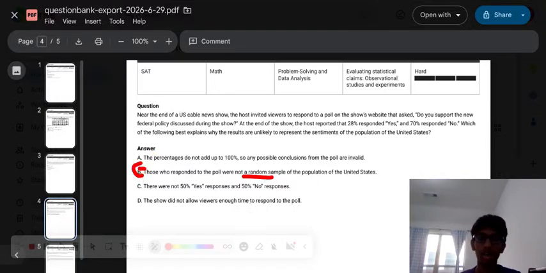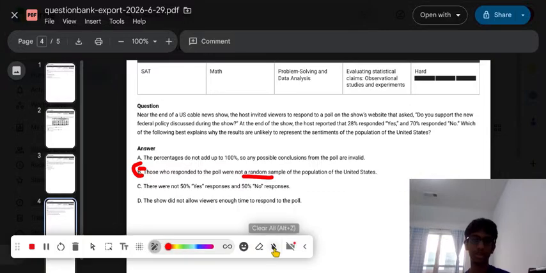And also, to be fair, there is not a 50% yes and a 50% no, but that's just because some people did not respond. The real choice would be answer choice B here.